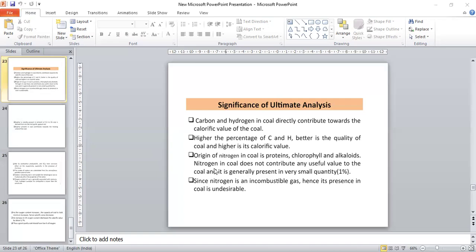Okay, next step. Nitrogen, the least desirable element. Nitrogen is the least desired element of coal. The presence of nitrogen does not affect to a great extent the utility of coal, since it is present to a little extent and it is an inert gas.